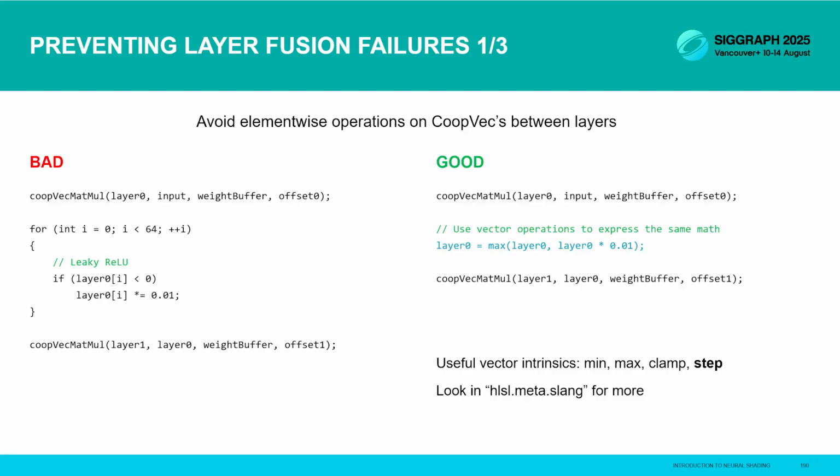I can also give you some general advice on how to write code to avoid layer fusion failures. The most important bit of advice here is that all operations on vectors between matrix multiplications must be done in vector form. For example, instead of the loop shown on the left applying leaky ReLU activation to each vector element individually, use a single max operation on the entire vector. For more complex activation functions, this conversion might be non-obvious, but usually the min, max, and especially step intrinsics are enough to express piecewise functions with some creativity.